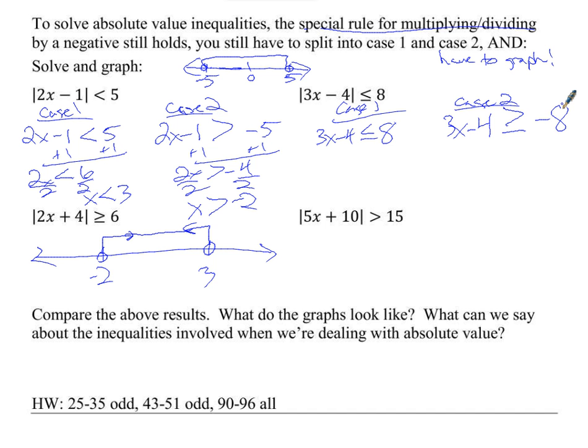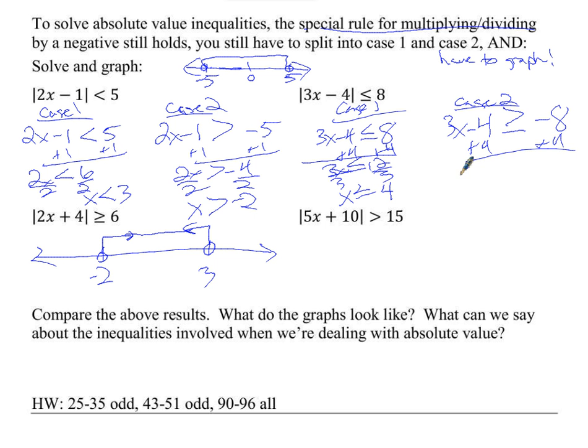All right, so now we solve, and we can do that probably pretty easily. Plus 4, 3x is less than or equal to 12. Divide both sides by 3. And x is less than or equal to 4.